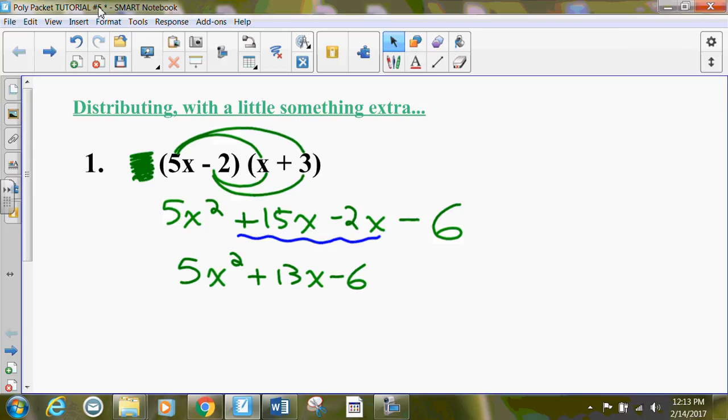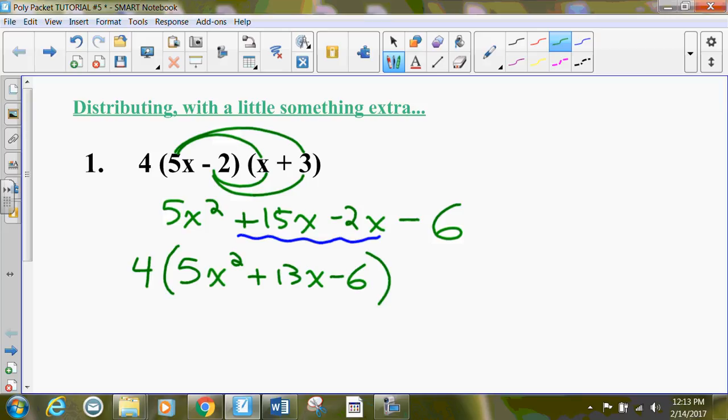But wait a minute. We got that little something extra. Let's bring that something extra back. That's really a 4 there. So we're not done with our answer. That 4 is being multiplied by our whole entire answer, because 4 is being multiplied by whatever we got when we multiplied these two polynomials. So here we go. Let's distribute the 4.